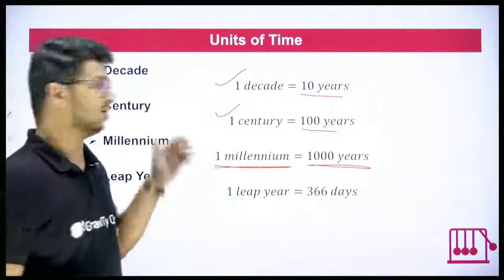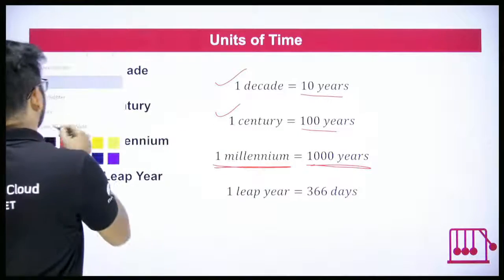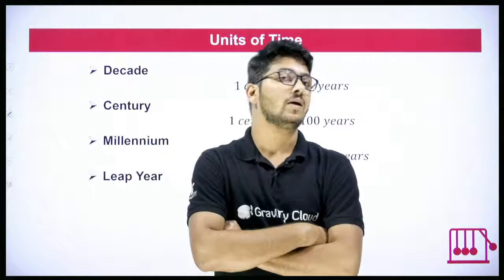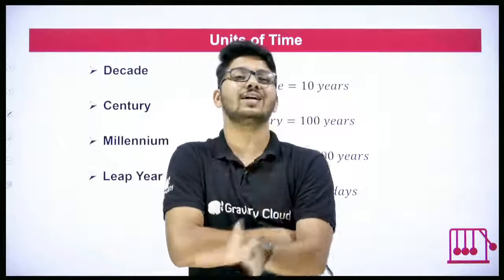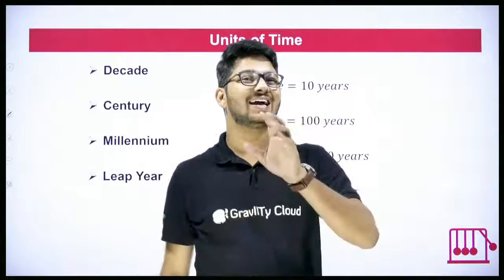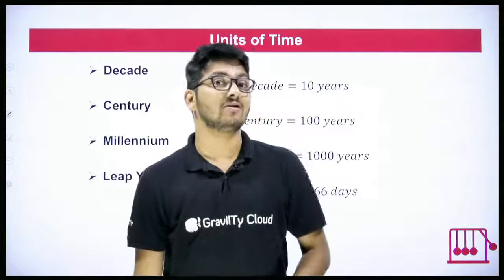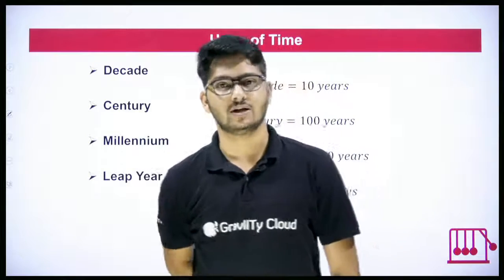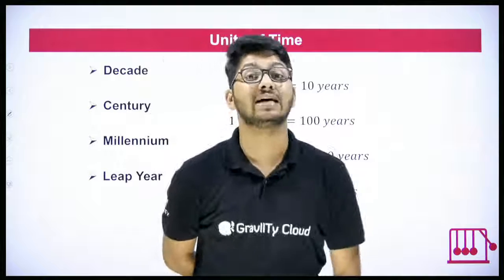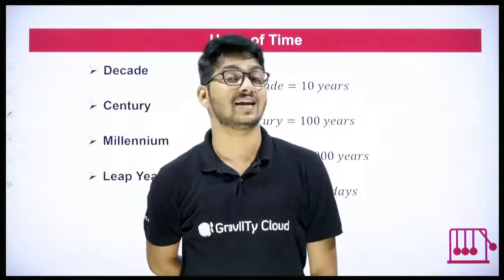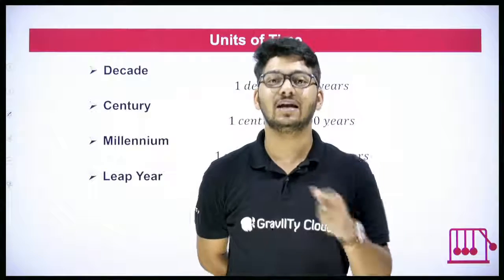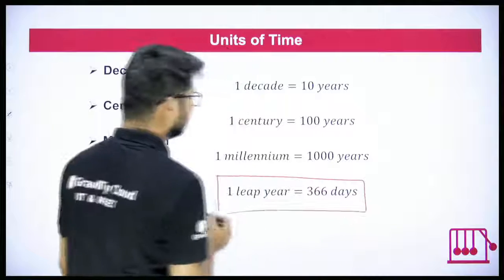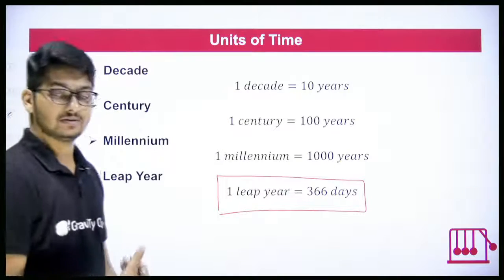All this is clearly mentioned. Now there is one special case. When we discuss the month February, normally February has 28 days. But once in every 4 years, February also has 29 days. After every 4th year or in every 4th year, February has 29 days. What is that year called? That year is called a leap year because you are adding 1 extra day. So 1 leap year is equal to 366 days.